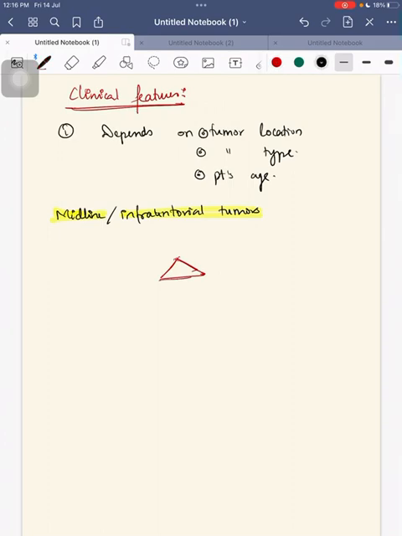features, because midline tumors can block the CSF pathway, which leads on to raised ICP, thereby causing the features of headache, nausea and vomiting with or without papilledema.